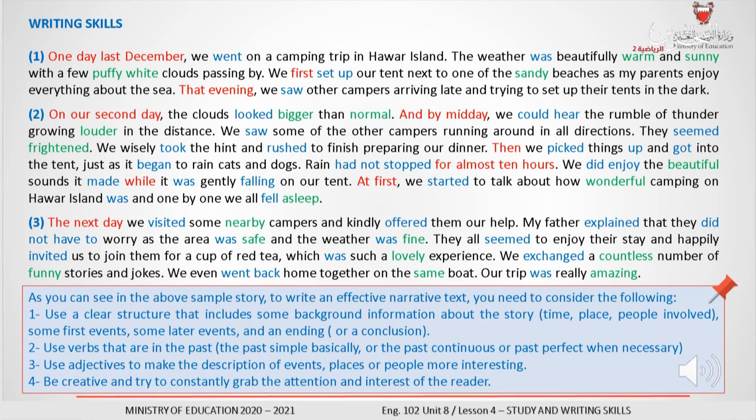2. Use verbs that are in the past simple, basically, or the past continuous, or the past perfect when necessary. 3. Use adjectives to make the description of events, places, or people more interesting. 4. Be creative and try to constantly grab the attention and interest of the reader.